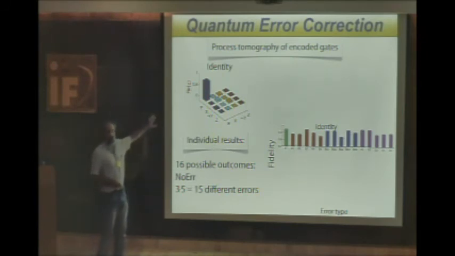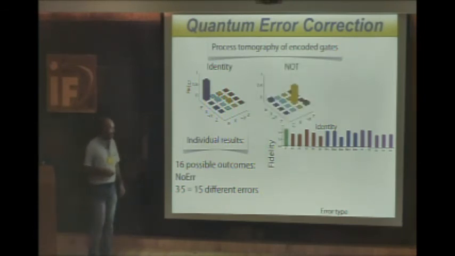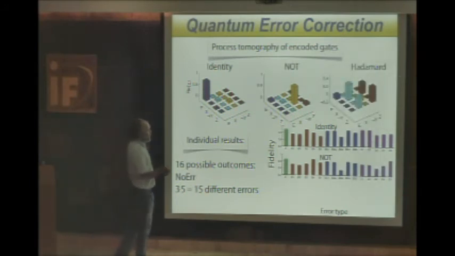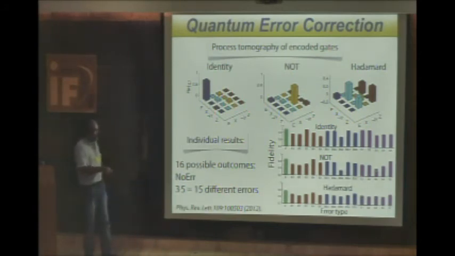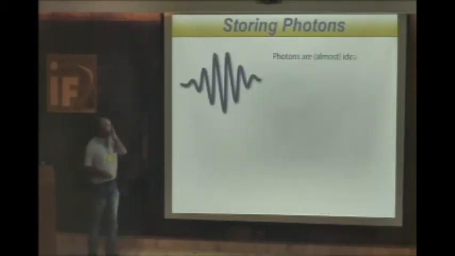So this was the case for the quantum memory, where the operation that you want to achieve is the identity. And then you do the same, of course, for actual operations like the NOT operation or the Hadamard gate, which is an important quantum gate operation, and you get similar results. Again, test all the different error conditions, and you get fidelities on the order of 90%. Okay.